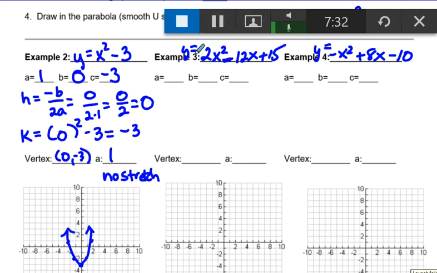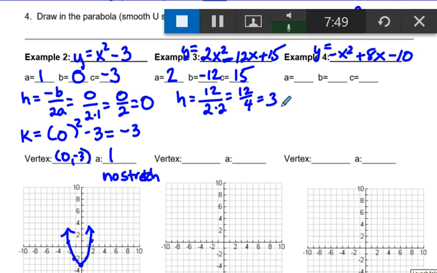Okay, so your A value came before the x squared, and your B value, -12, and your C value. So for the H, the opposite of B is 12, and then 2 times A. So you guys got 12 over 4, so I think everybody already got 3 there. And then for the K, you're plugging back into this equation, so 2 times something squared minus 12 times something plus 15. And you took that 3 and you plugged it in there. So what are you guys getting for K?